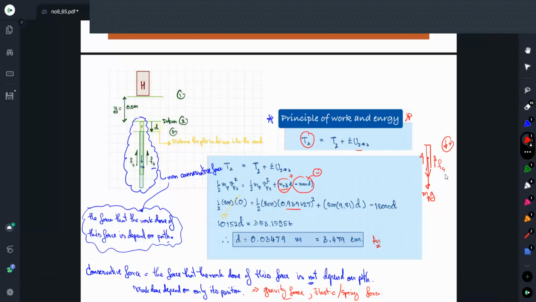According to this, we would like to find D here. At the final position, we know that the pile is stopped, so it becomes 0. According to this equation, we can solve for D. That becomes 0.03479 meter, and then we multiply by 100 to convert it to centimeters. We have this value. That completes this problem.